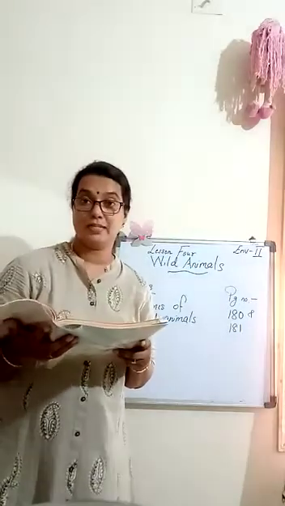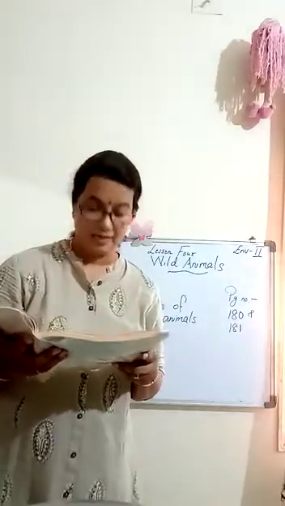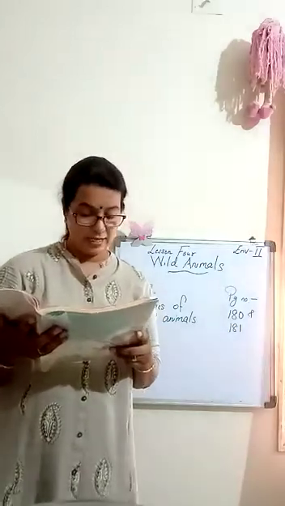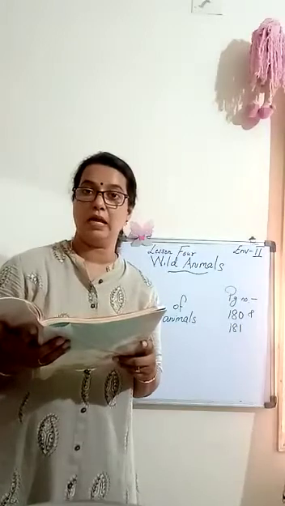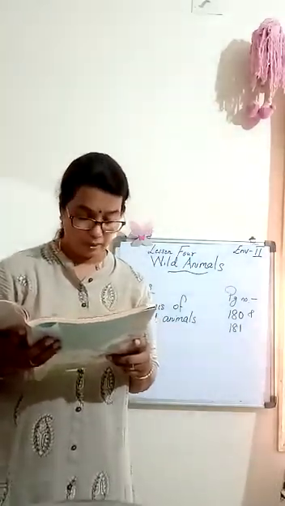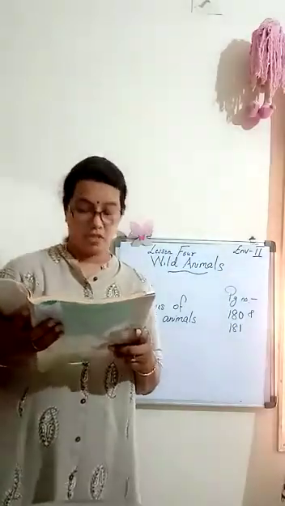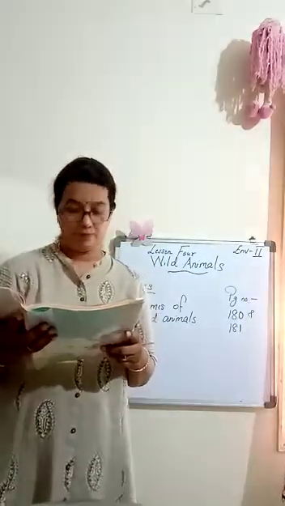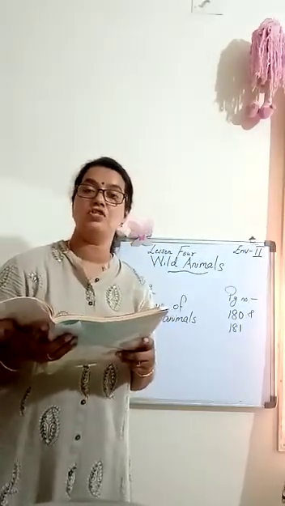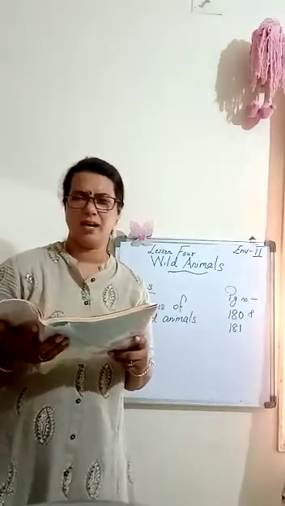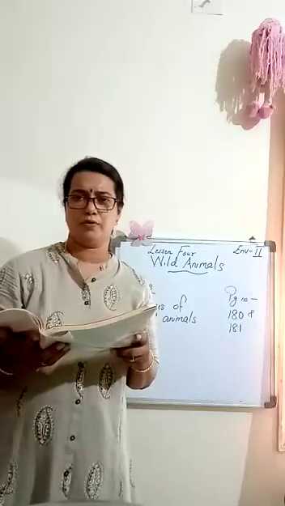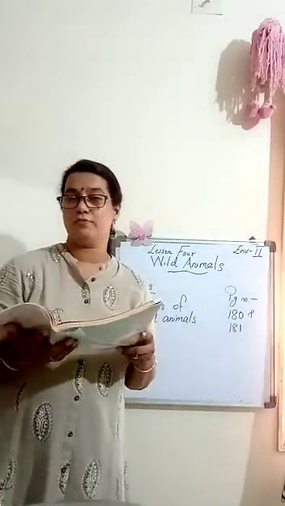The first one is a tiger, Tiger. Second is lion, Lion. Third is a bear, Bear. Fourth is monkey, Monkey. Fifth is giraffe, Giraffe. And sixth is elephant, Elephant. I think on this page there is not much to explain. Everyone knows about this. So we can just jump to the next page.